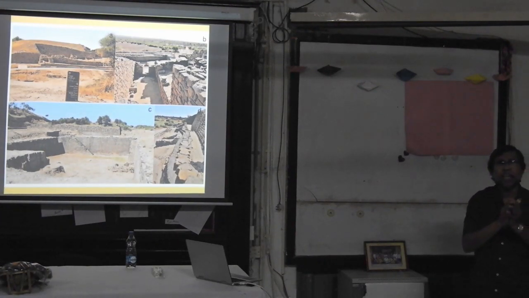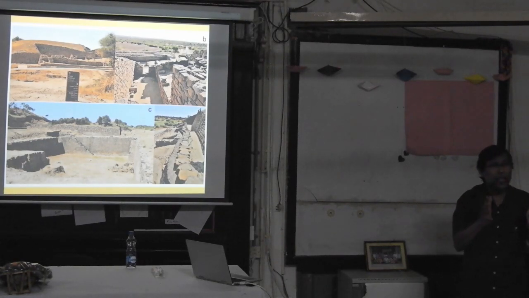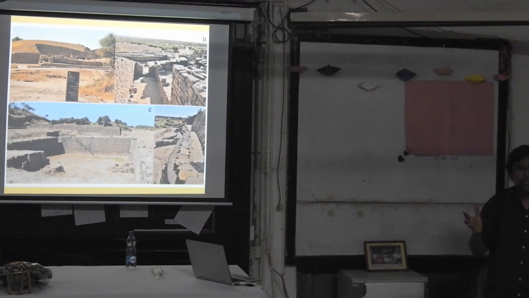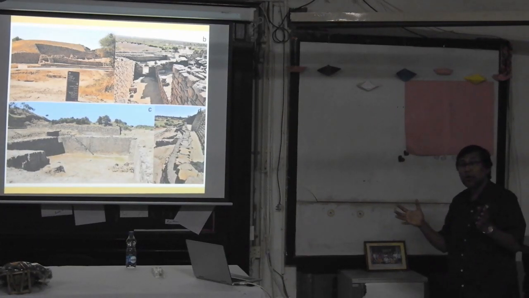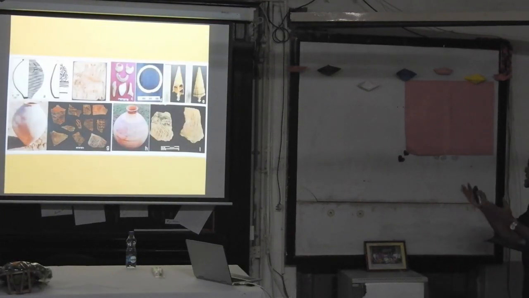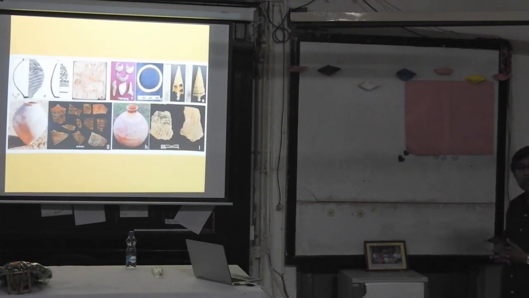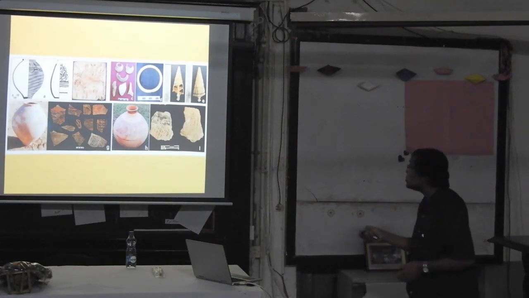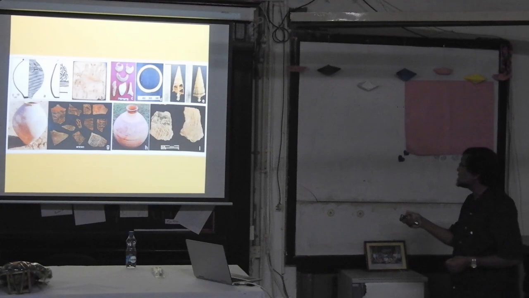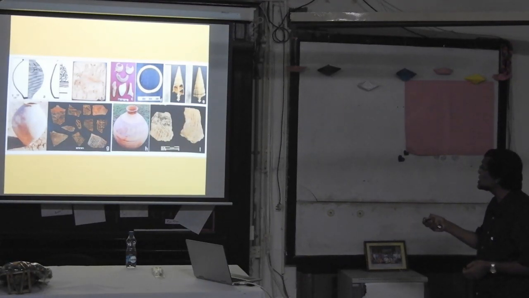So they had developed an excellent drainage system, excellent city planning, excellent water harvesting system at a time about 5,000 years ago. Okay? These are some of the materials which have been obtained from Dholavira, like the Egyptian's pottery, what we call the seal, the bangle which I was telling.